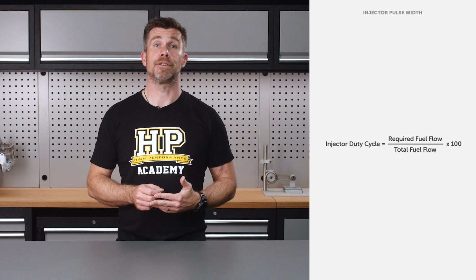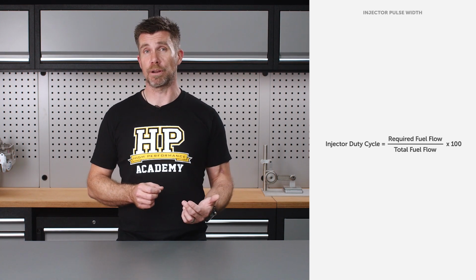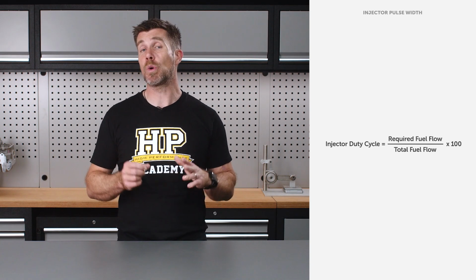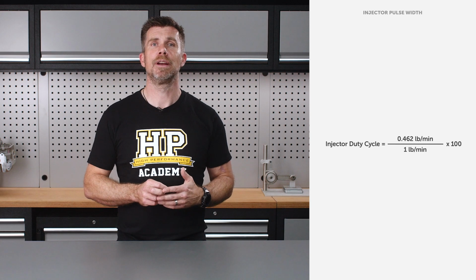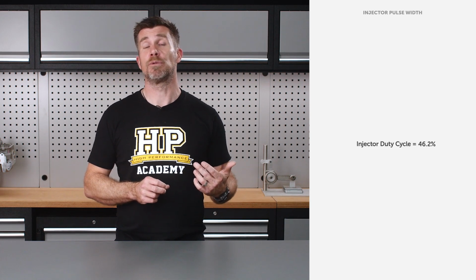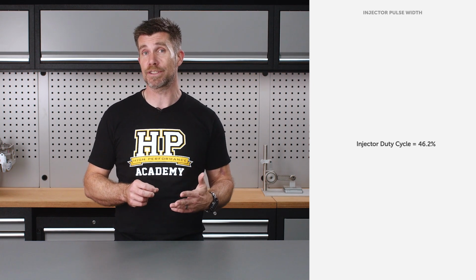by 100. Earlier, we calculated that we needed 0.462 pounds per minute of fuel, and the injectors can flow 1 pound per minute total, so let's put these numbers into the equation. Solving the equation gives us an answer of 46.2%, which means that our injectors need to operate at 46.2% duty cycle to supply the correct amount of fuel.